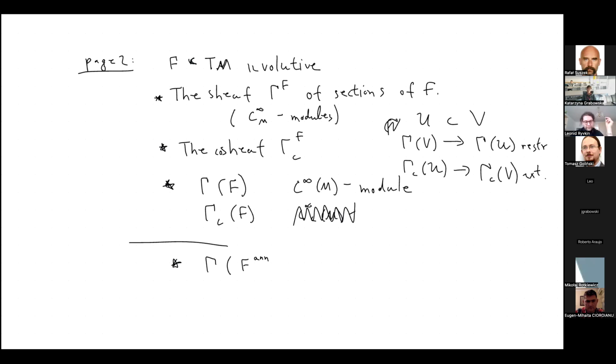For my personal taste, the biggest relevance of co-sheaves is that if you take their duals, you get sheaves. For example, if you want to define the sheaf of distributions on a manifold, the most convenient way is to look at the co-sheaf of compactly supported functions or sections and dualize it.